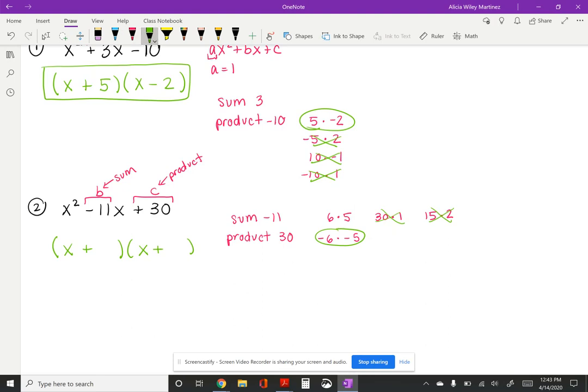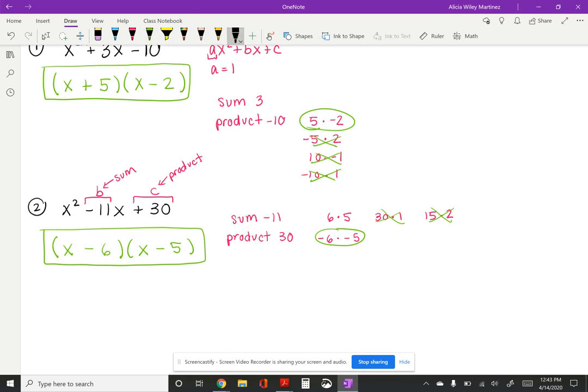So that means when I go to put my numbers back in over here, I'm going to do x plus a negative 6, which is just a minus 6. And I'm going to do x plus a negative 5, which is a minus 5. Okay? So then this is going to be your answer.